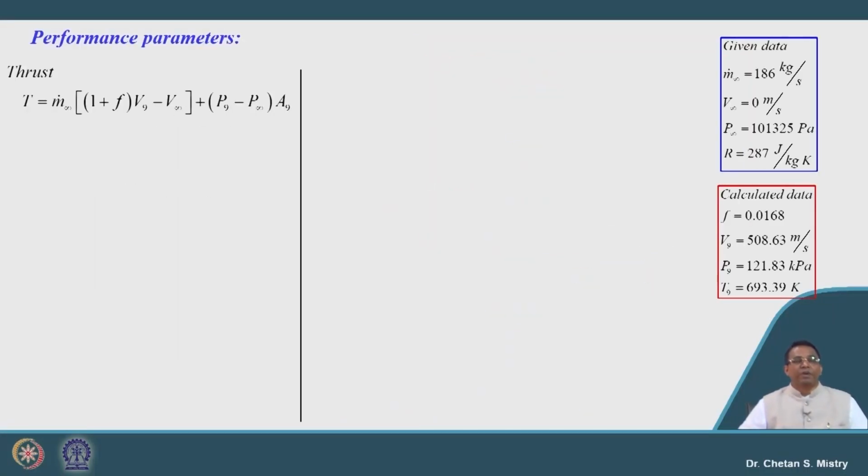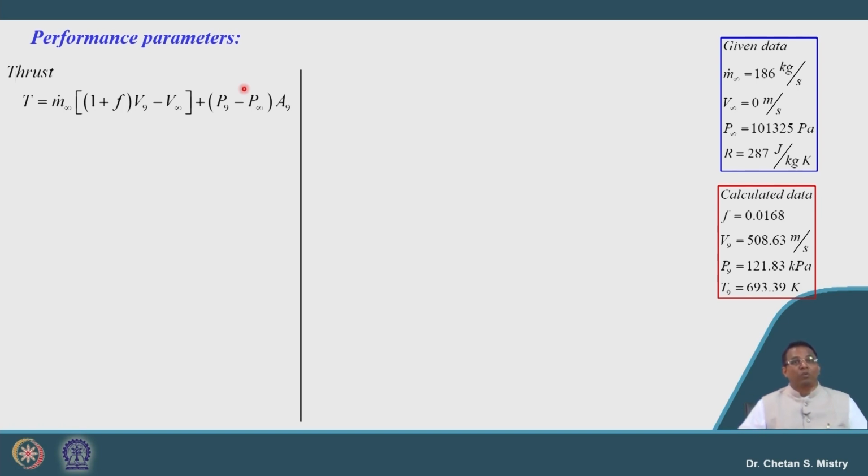The very first parameter we will calculate is thrust. Thrust is given by m infinity into (1 plus f) into V9 minus V infinity, plus (P9 minus P infinity) into area. The fuel air ratio f is known to us, V9 we have calculated, and V infinity is 0 because it is a ground condition. Since our nozzle is a choked nozzle, we know P9 minus P infinity, but the unknown parameter is the area.